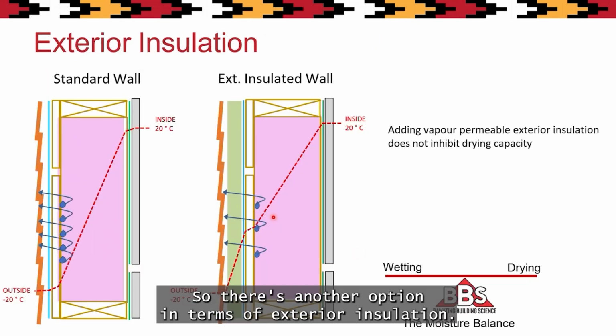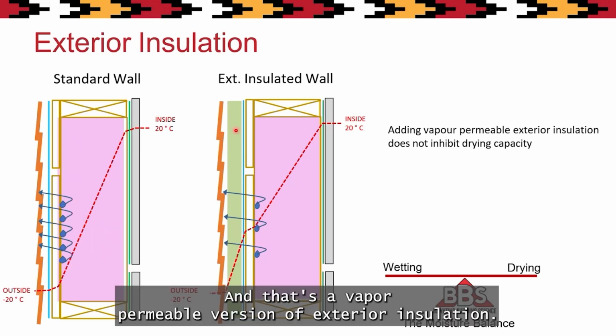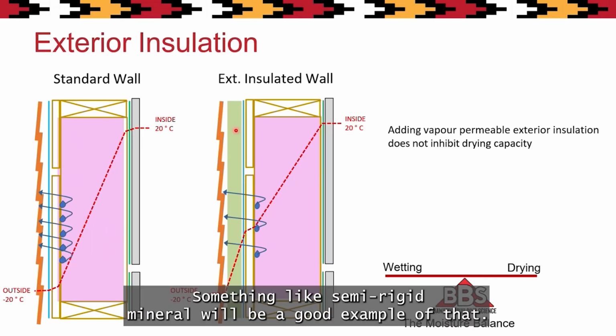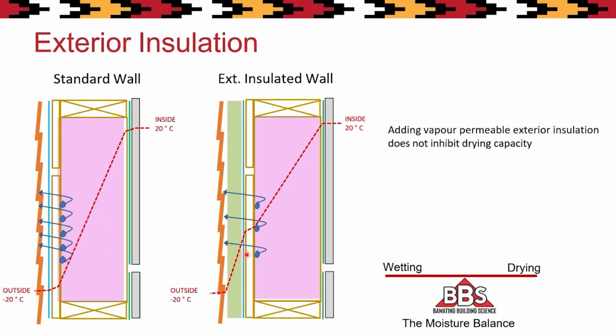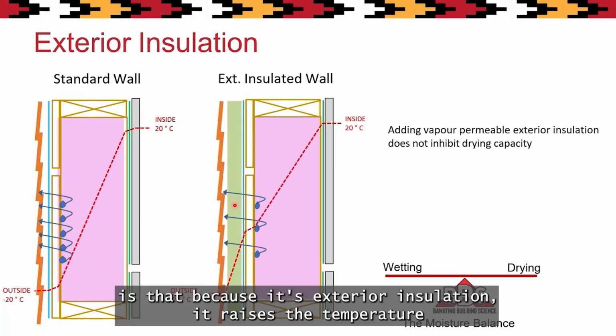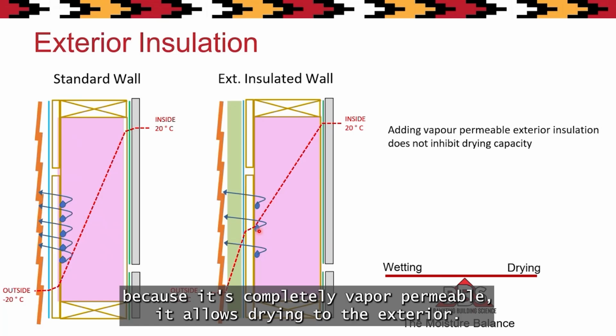So there's another option in terms of exterior insulation, and that's a vapor permeable version of exterior insulation. Something like semi-rigid mineral wool would be a good example of that. And how that can be really useful, especially in very cold climates, is that because it's exterior insulation, it raises the temperature of our sheathing and reduces the amount of condensation. But because it's completely vapor permeable, it allows drying to the exterior.